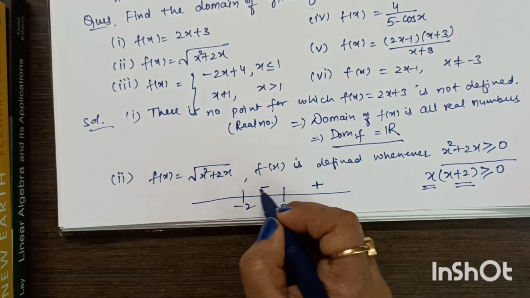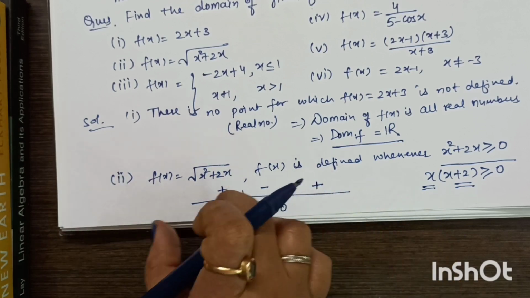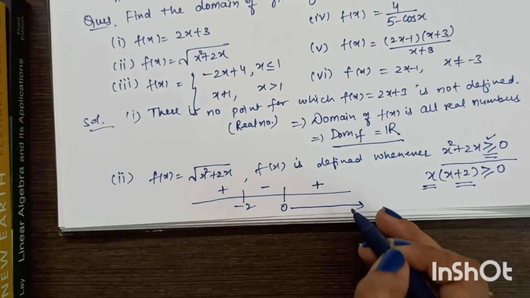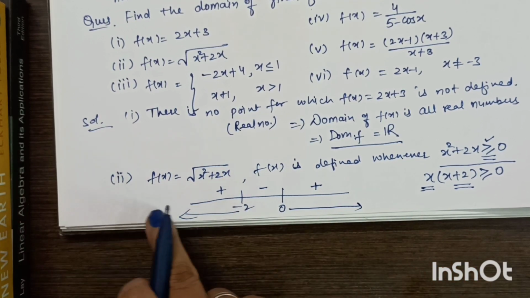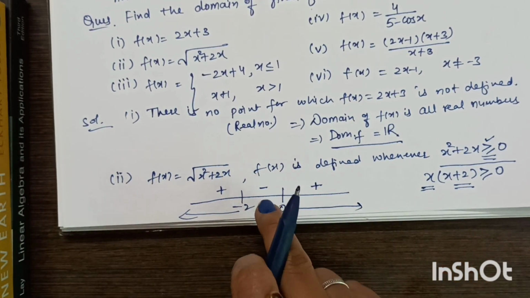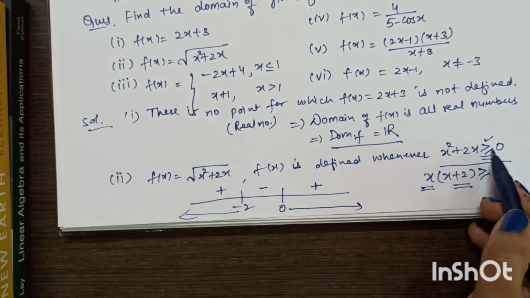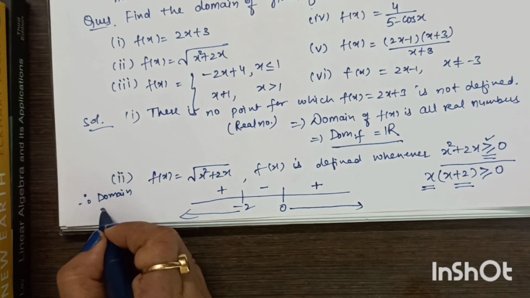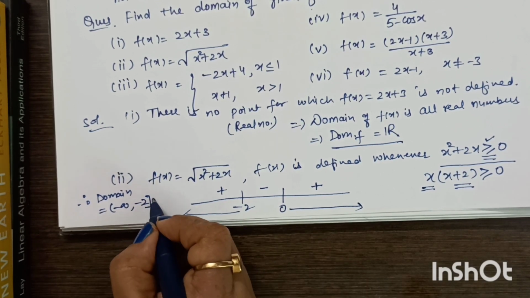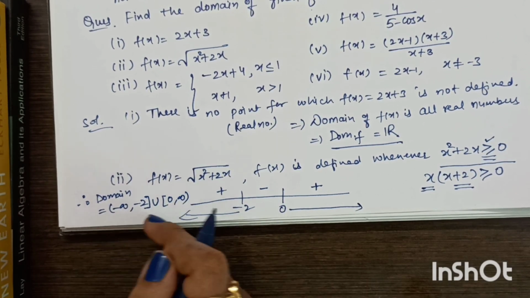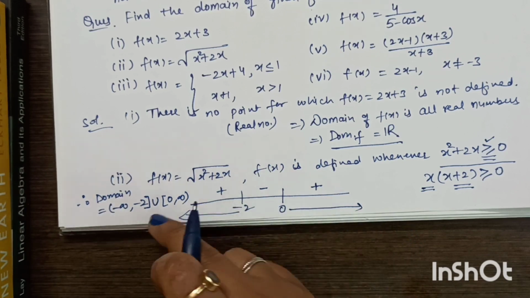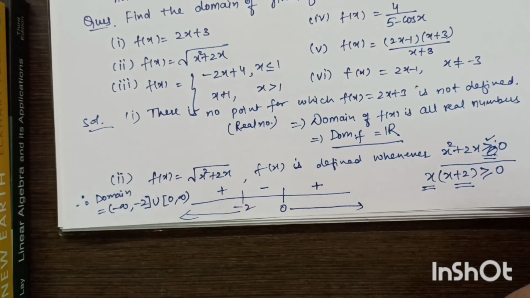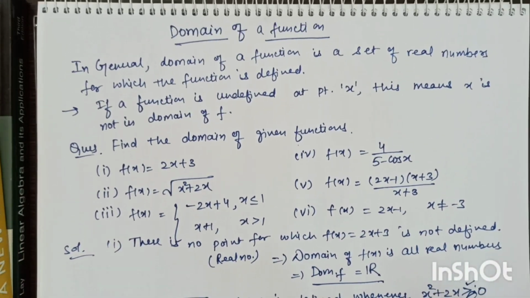Minus 2 will lie at the left. We'll start with the partition, starting with the sign plus and alternating plus, minus, plus. And you want the positive sign. The positive sign is visible for the region below minus 2 and afterward 0. Right, so domain will be minus infinity to minus 2 union 0 to infinity, where you can observe the positive sign because you want x square plus 2x to be positive, and still equality is there. So minus 2 and 0 will be included, and hence they have closed brackets in the answer.